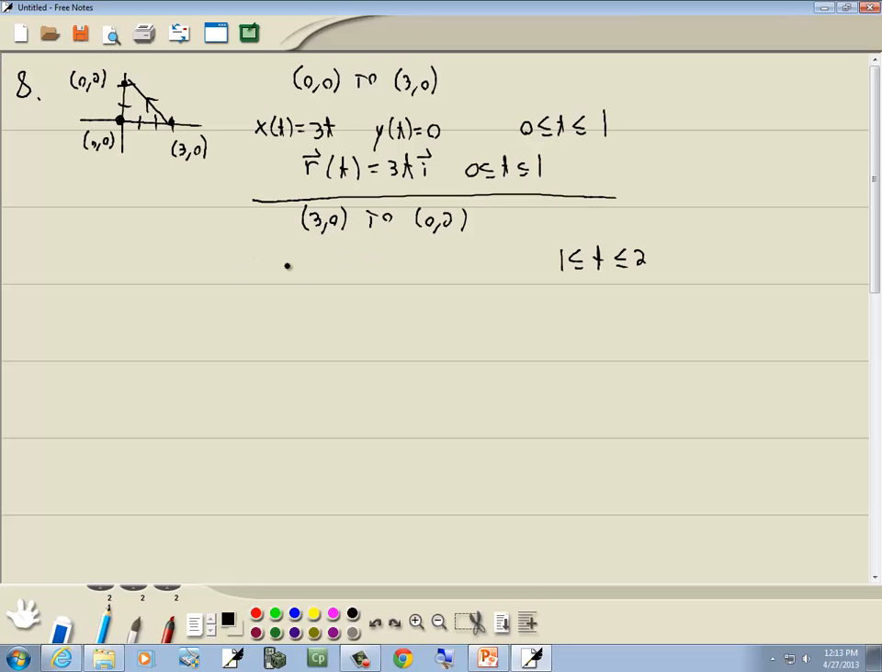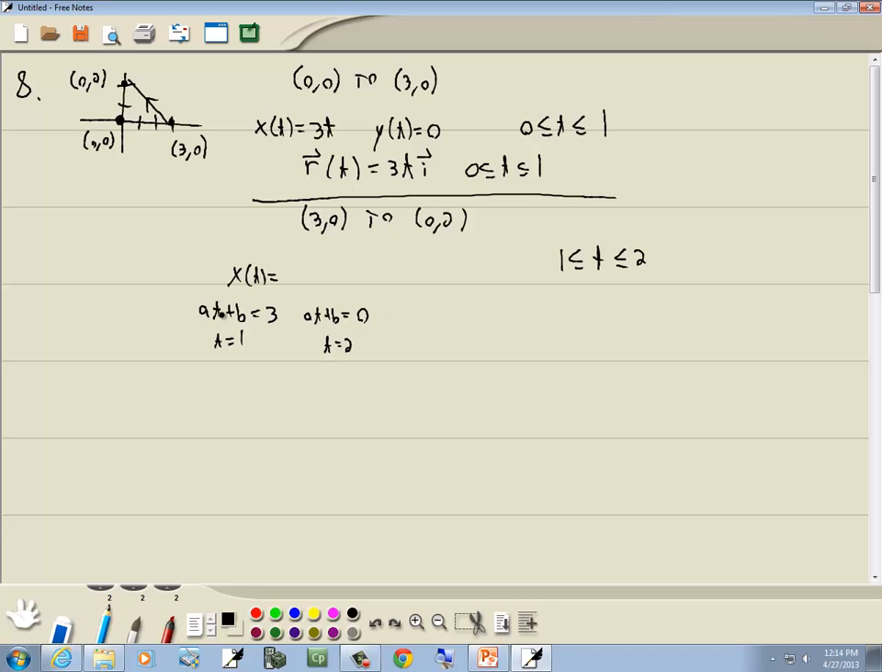Okay. Now our x value. We're going to have at plus b is equal to our beginning x value, which was 3. And then we'll have at plus b is equal to our ending x value, which is 0. And we said we're going from t is equal to 1 to t is equal to 2. So if I plug these in, let me just double check that. 3 to 0, 3 to 0.